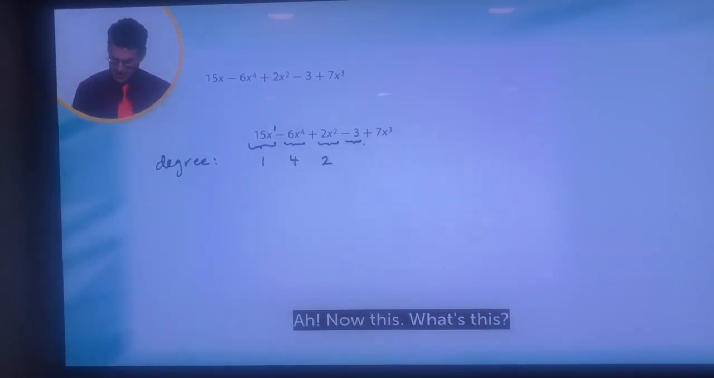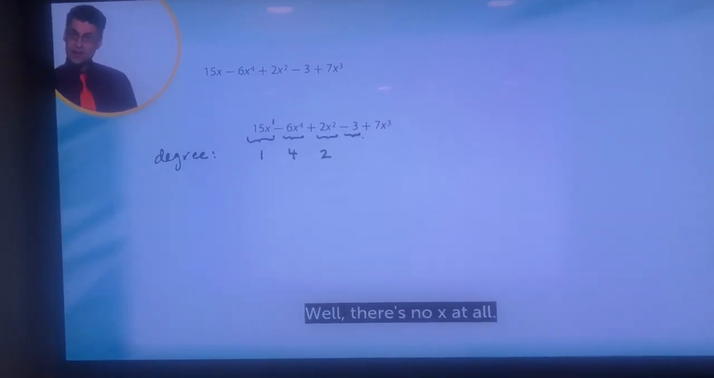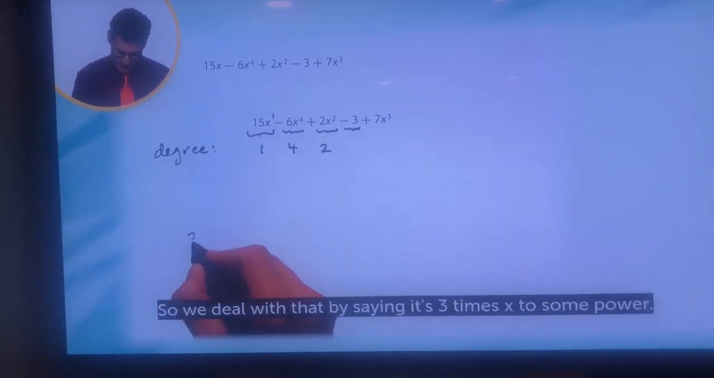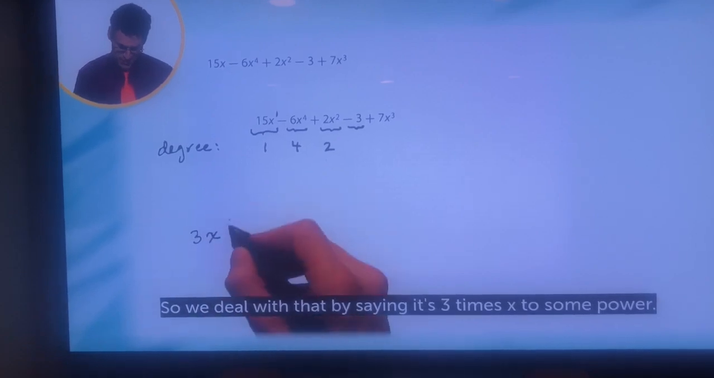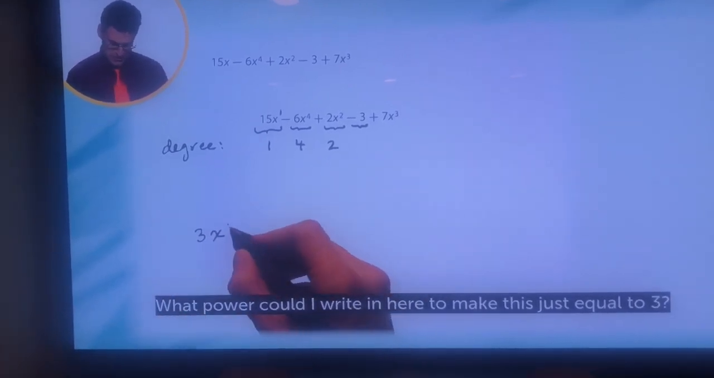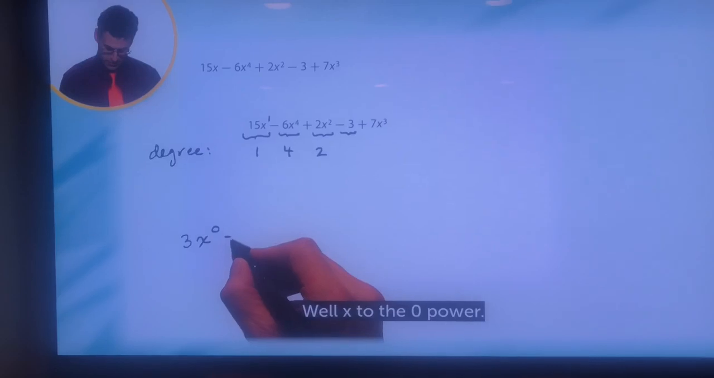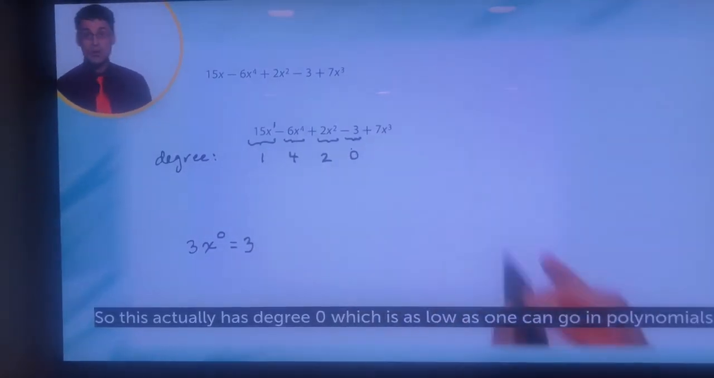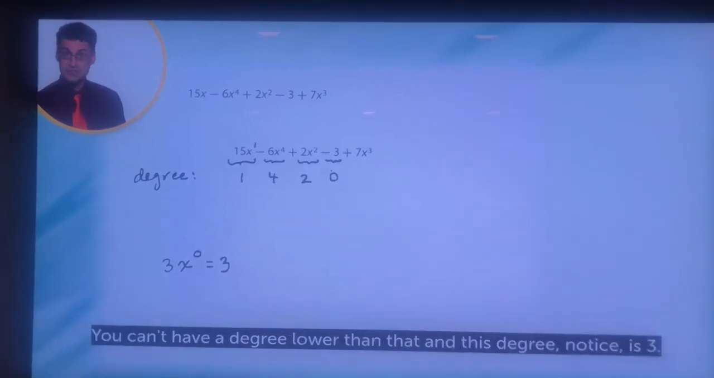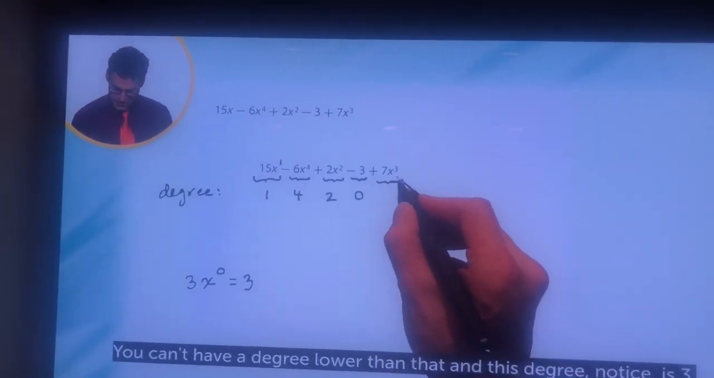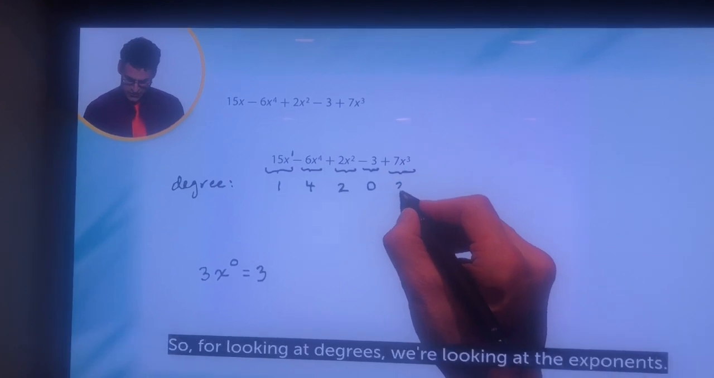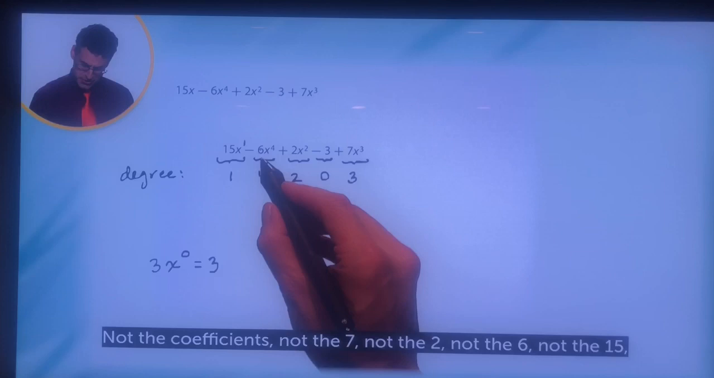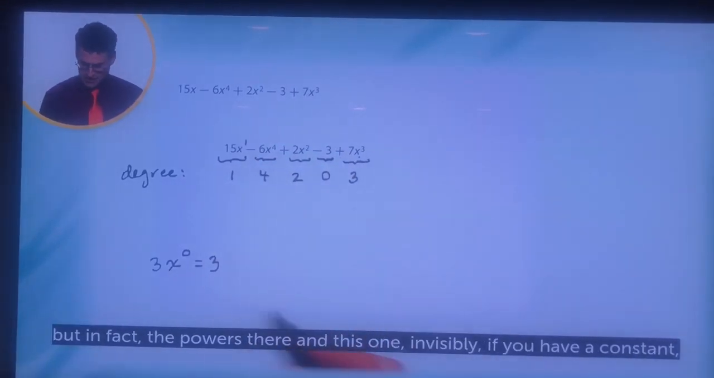Now this, what's this? Well, there's no x at all. So if there's no x at all, we've got to think about how to deal with that. So we deal with that by saying it's 3 times x to some power. What power could I write in here to make this just equal to 3? Well, x to the 0 power. That's just 1. So this actually has degree 0, which is as low as one can go in polynomials. You can't have a degree lower than that. And this degree, notice, is 3. So for looking at degrees, we're looking at the exponents, not the coefficients, not the 7, not the 2, not the 6, not the 15, but in fact the powers there.